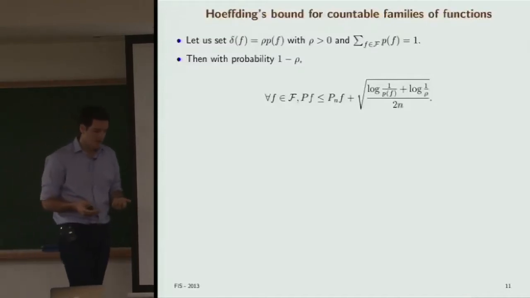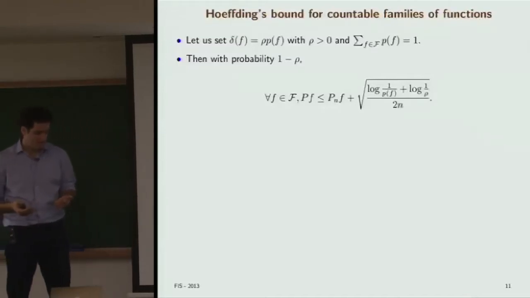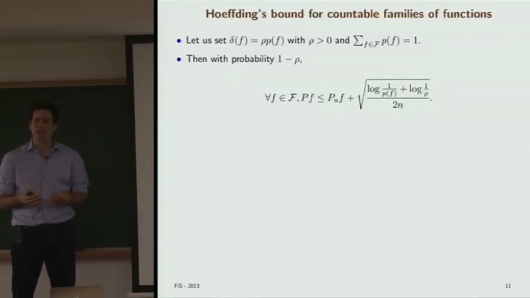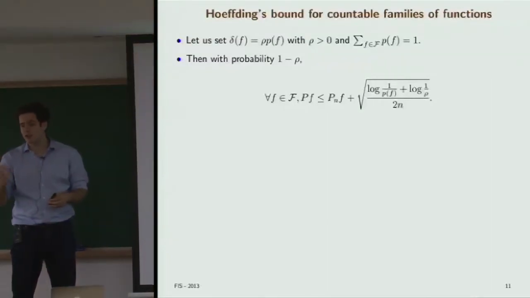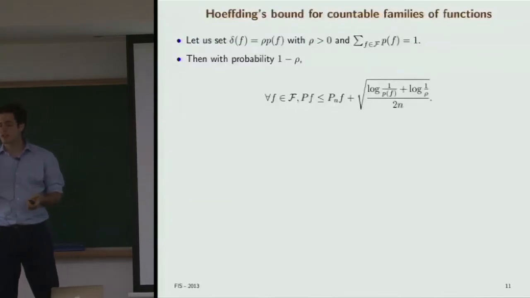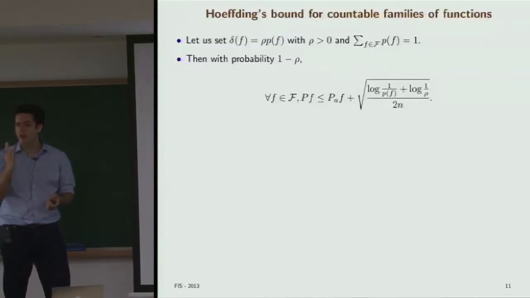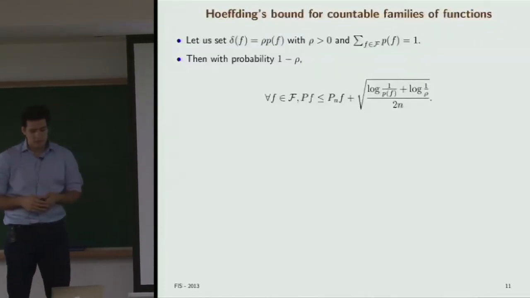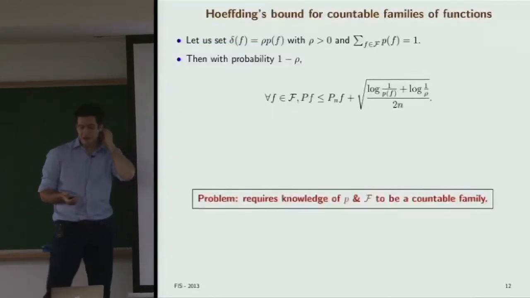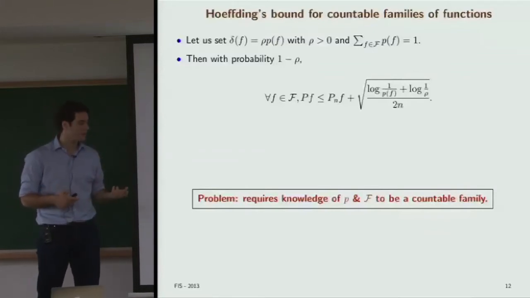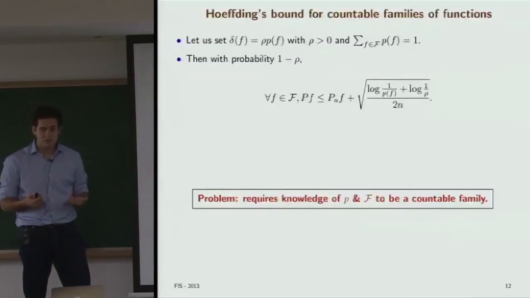For instance, let's say you have a hyperplane classification, and you only consider functions whose directions are given to you by a rational vector, rational numbers. All of this is countable, and then you can start coming up with a prior on the directions which will sum to 1, for instance. So this can be done, but it's a bit difficult. First, it really requires that you put a lot of knowledge into defining a p of f to get your bound, and that's not trivial.